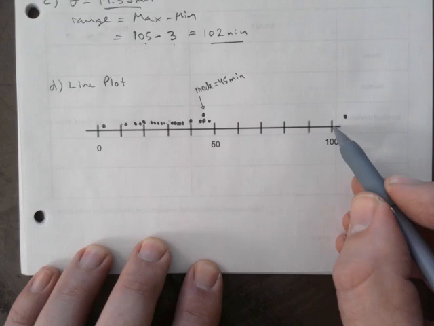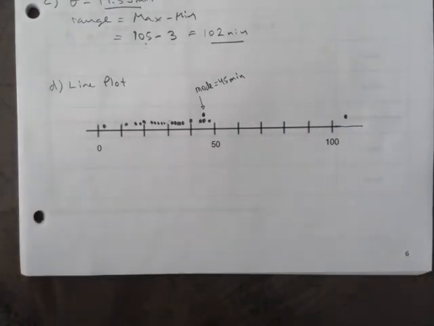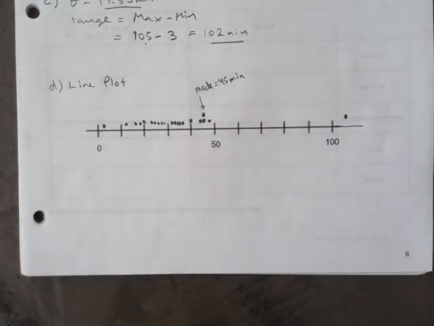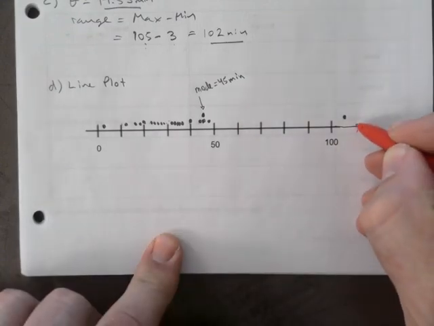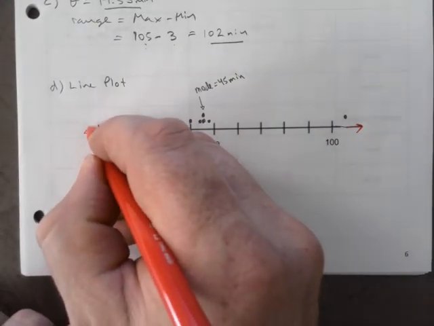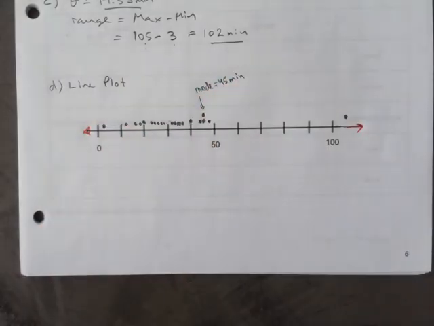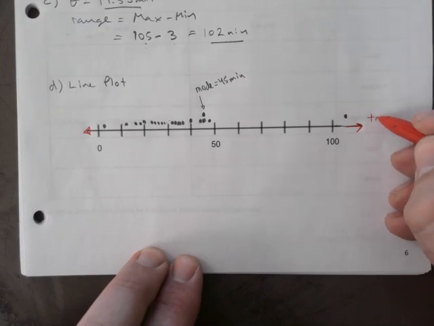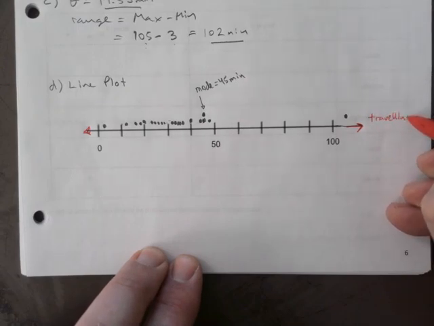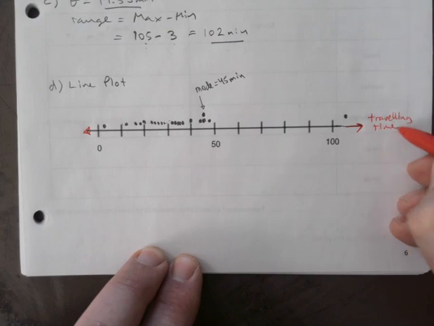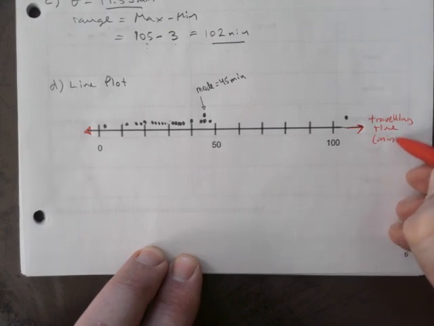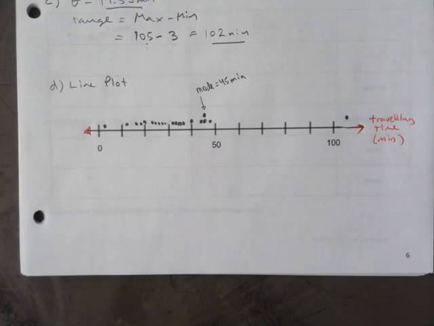Another thing that you need to watch out for is the arrowhead. So I'll use a different color. If you want full marks, you want to make sure you have arrowheads on both, because this number line just extends. Okay, and you will put down what this is. This is traveling time in minutes. It's just like when you graph, right? You label your axes and you tell me what units are in there.